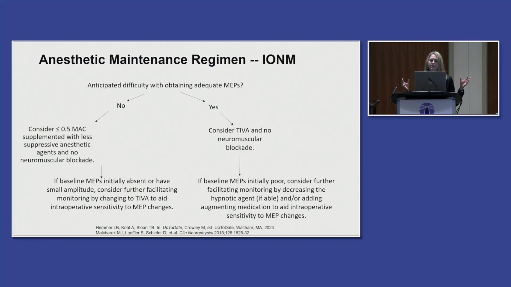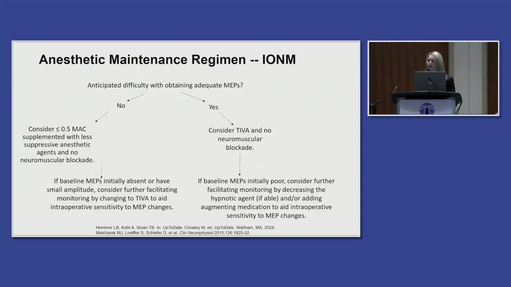So putting this all together, if I'm anticipating difficulty with obtaining adequate motor evoked potentials, I'd be over here on the right-hand side where I'm considering a TIVA from the get-go and no neuromuscular blockade. If the patient's neurologically intact, they don't have any of those other medical comorbidities, I'd be over here on the left-hand side perhaps, starting with a half a MAC of volatile agent, supplemented still with less suppressive anesthetic agents, and still no neuromuscular blockade.